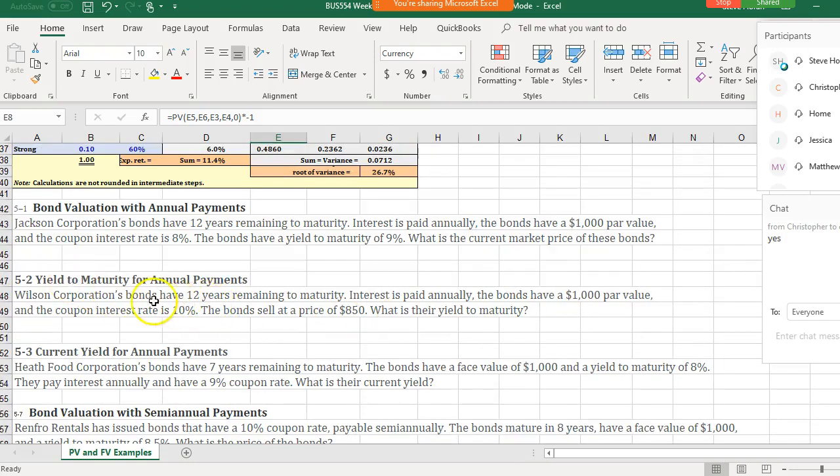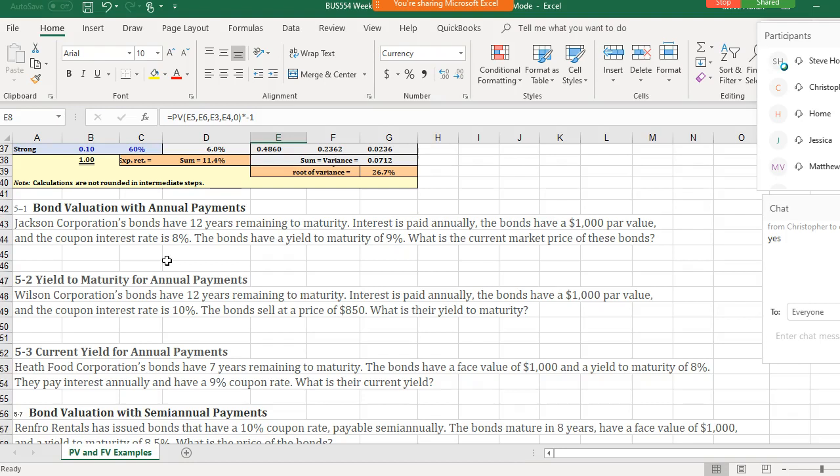Question 2 says yield to maturity for annual payments. When you hear the term yield to maturity, that's solving for an interest rate. Yield is interest rate. Wilson Corporation's bonds have 12 years remaining until maturity. Interest is paid annually, and the bonds have a $1,000 par value. The coupon rate is 10%. The bond sells at a price of $850.